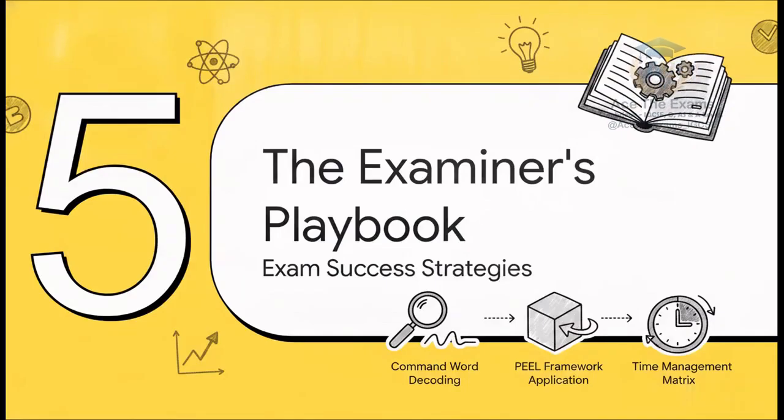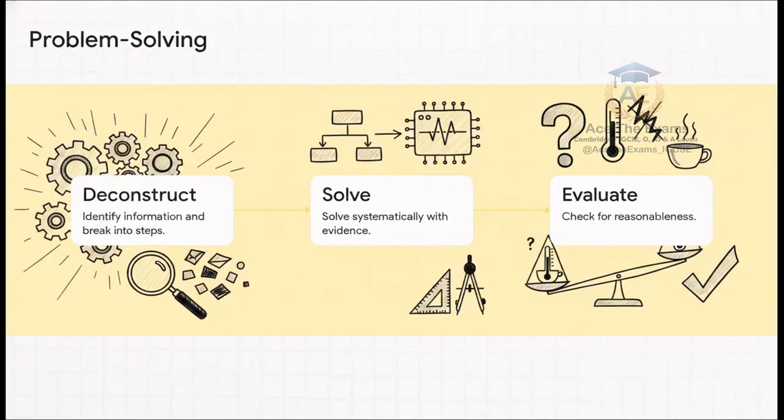Section 5. The Examiner's Playbook. The most crucial point of this entire explainer is pivoting from just knowing the physics to exactly how to write about it. To secure maximum marks, you absolutely must adopt a strict problem-solving framework. Whenever you face a multi-part physics question, especially on thermal transfer, you first deconstruct the given information. Literally take your pen and highlight the knowns and the unknowns in the prompt.